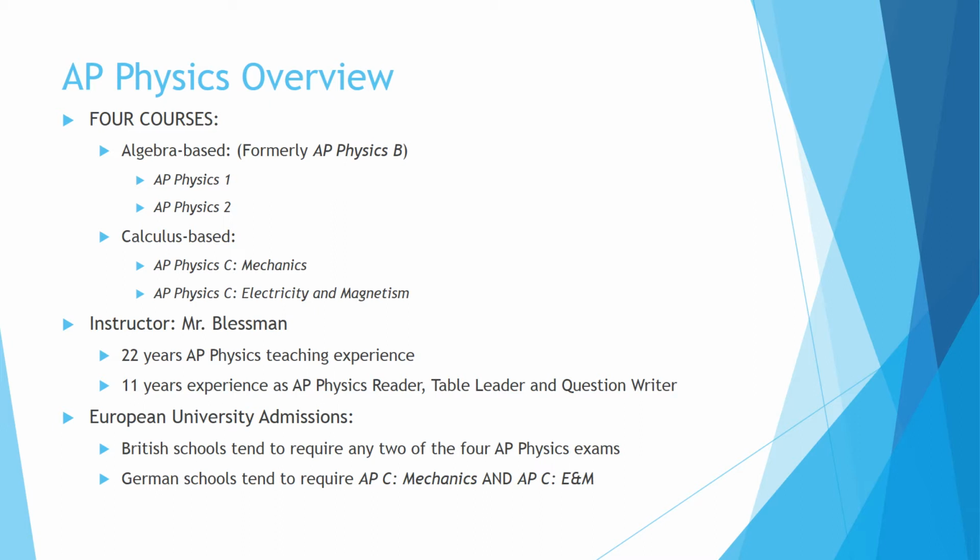Just wanted to give a little bit of a note about how university admissions work in Europe. It tends to be true that British schools, which has been a favorite place for our students to go until Brexit, now let's see if that's changing, generally require 2 good scores of those 4 AP Physics exams, oftentimes 5s. So 2 of the exams, they have to get 5s to be admitted, in my experience at least. German schools specifically require AP Physics C Mechanics and AP Physics C E&M for students to be admitted to take a course of study requiring physics in Germany.